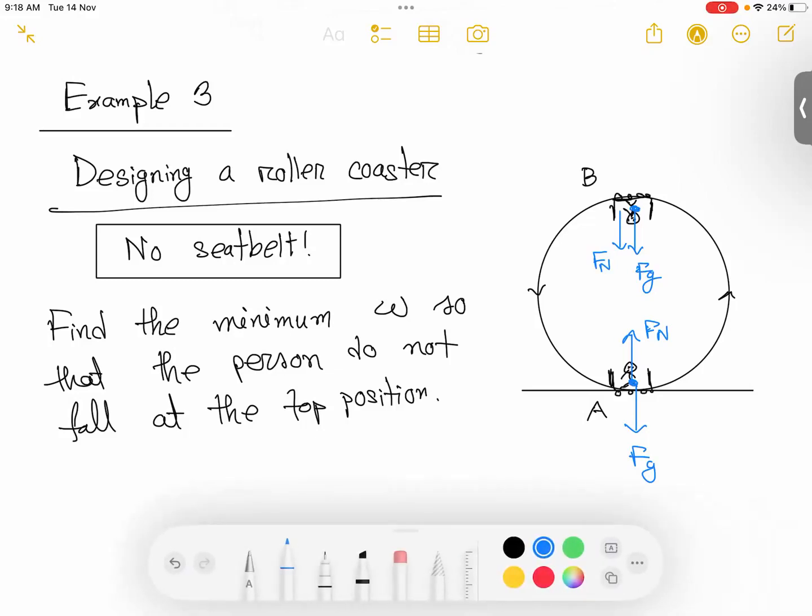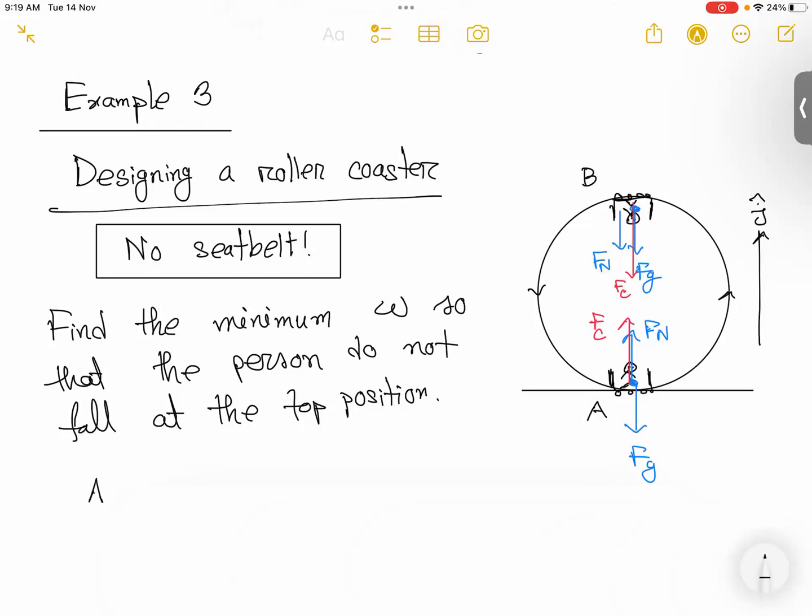Okay. And now the centripetal acceleration: since it's moving in a circle, the centripetal acceleration is always towards the center of the circle, right? So when the person is at A, the centripetal acceleration will be in this red direction, and so does the centripetal force. When the person is at B, the centripetal acceleration will be downwards, since it's the direction towards the center of the circle. Is that clear? At point A, it is directing towards the center of the circle, up. At point B, it is directing towards the center of the circle, down. Any question?